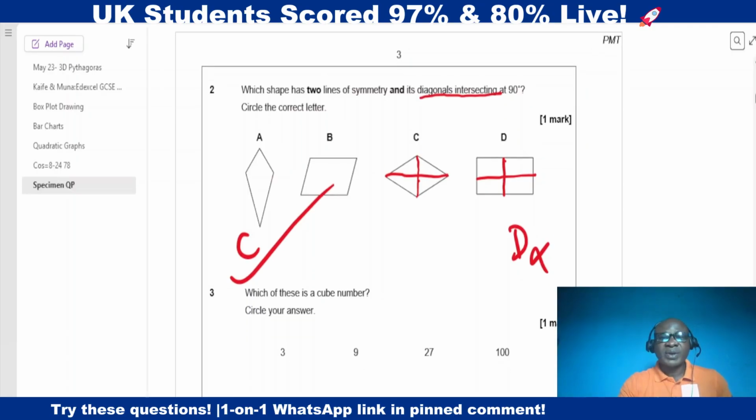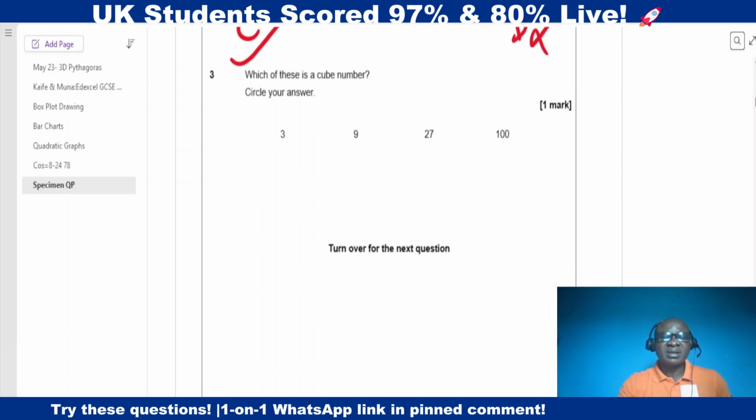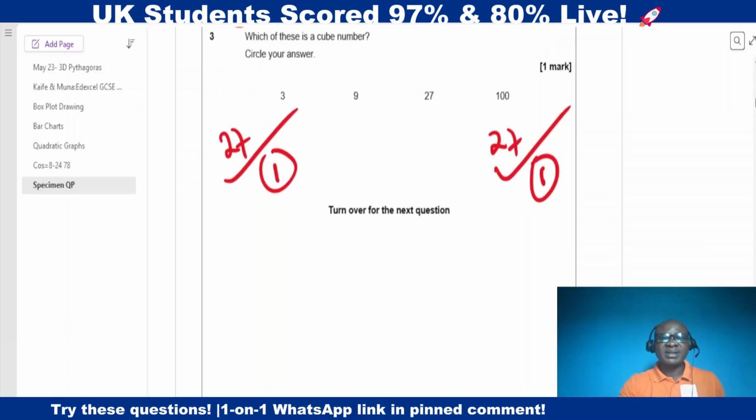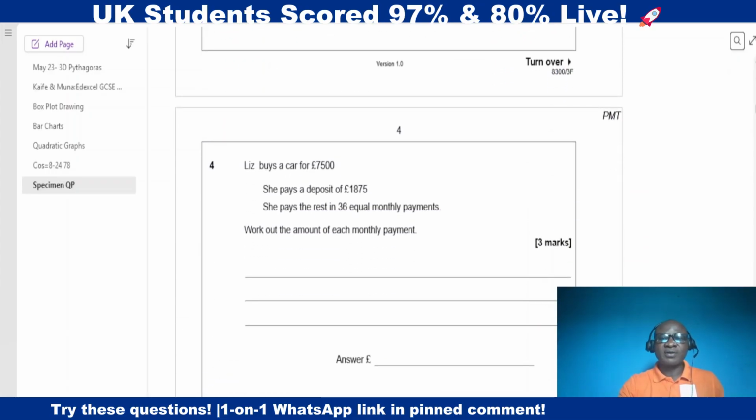All right. So we move again to number 3. Mona, give me your answer first. Which of these numbers is a cube number? 27. 27. Kaife? I got 27. Both of you are correct with 1 mark. All right. We move to number 4.